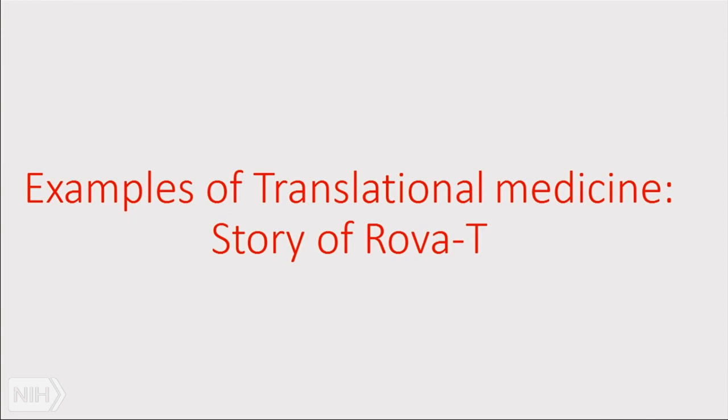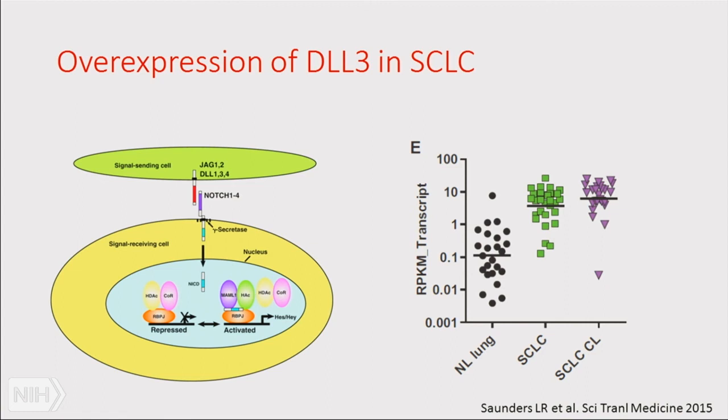All right, next I'm going to give you a few examples of successful translational medicine in small cell lung cancer. First I will talk about Rova-T. Again, it's related to Notch signaling, so let's go back and look at this signaling cascade. A number of ligands can bind to the Notch receptor, and one of them is DLL3, a ligand that inactivates Notch signaling. A group of scientists from Stemcentrx, a company based in Southern California, made an independent finding a number of years ago that DLL3, an antagonizing ligand of Notch signaling, is overexpressed in small cell lung cancer.